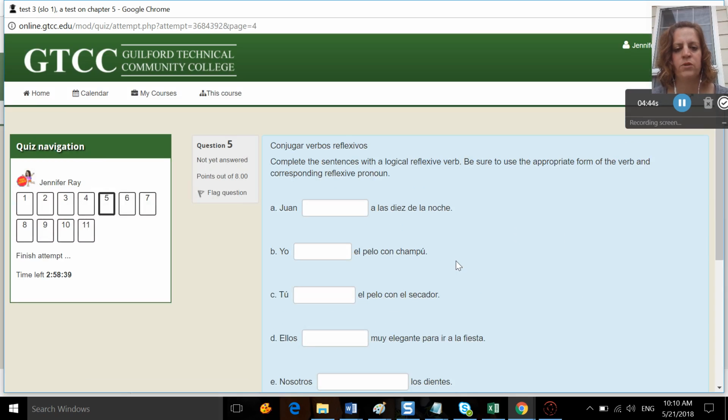Conjugar los verbos reflexivos. This does not give you a word bank. You remember those reflexive verbs are like bañarse, ducharse, cepillarse. Pick which one you would need to complete each sentence, and then you need to conjugate it correctly. So remember, when you're using reflexive verbs, you're going to need to have the verb and you're going to need to have the pronoun. Remember that reflexive pronouns are written before conjugated verbs or attached to infinitives.